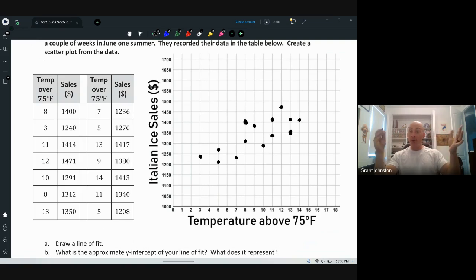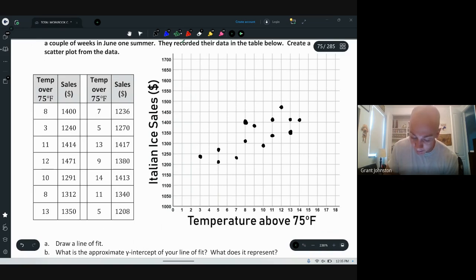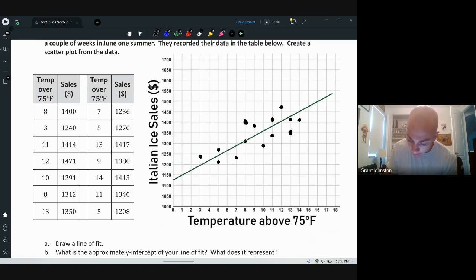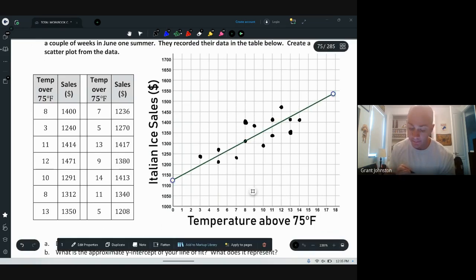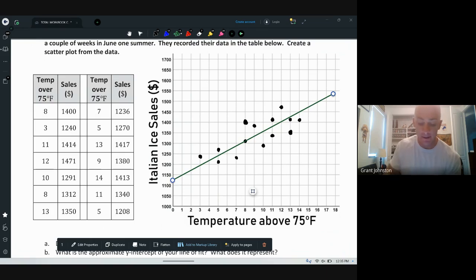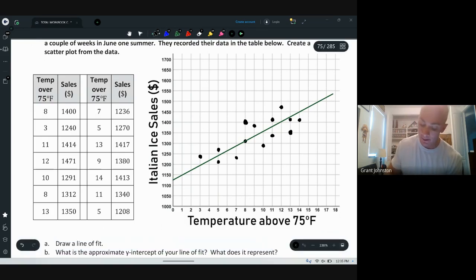It's easier with a ruler, but I'm on a tablet here. So I think I have a little line tool that might work. Okay, here we go. I'm going to try to do this first try. Okay, come on. Okay. I'm okay with that. That's a pretty good line of fit. All right, we're going to stick with that. I like that.